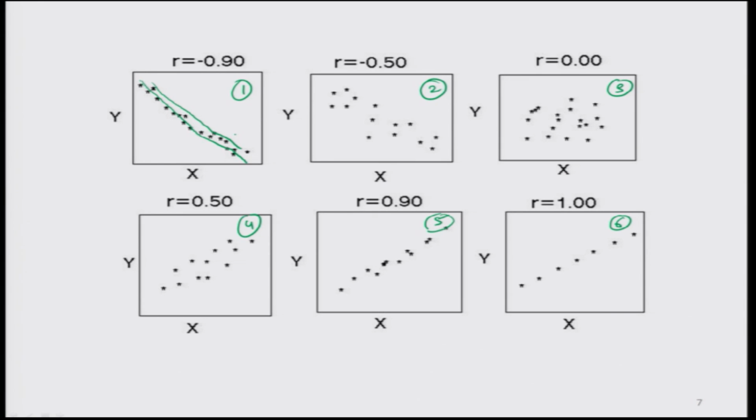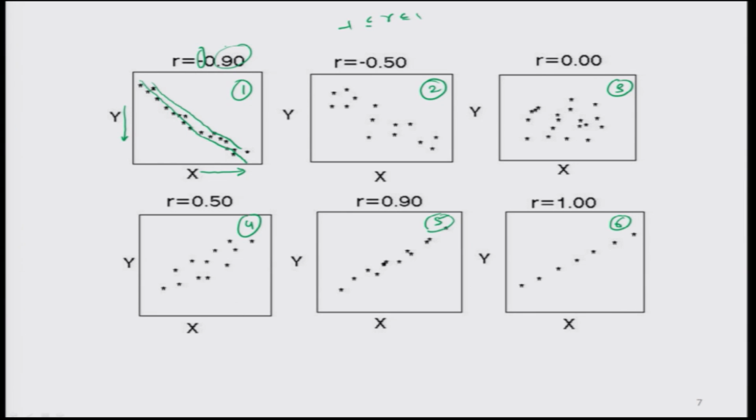So, this decreasing trend is indicating that as the values of x are increasing, the values of y are decreasing. So, this decrement is indicated by this negative sign, and since the points are very close to the line, and since we know that r lies between -1 and +1, this value is -0.90, which is very close to -1.